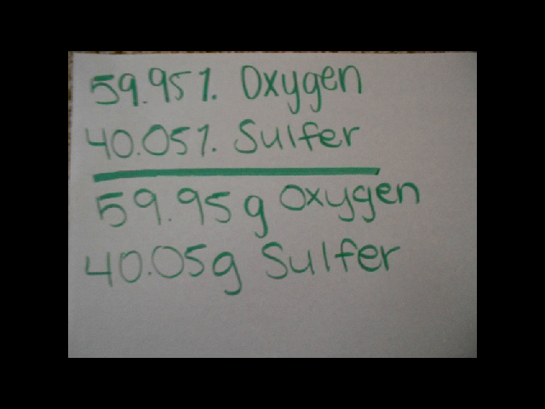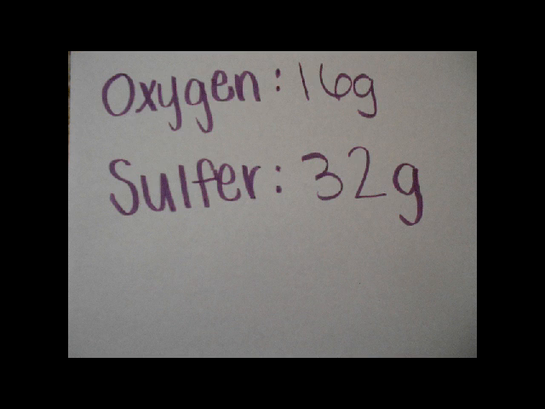When you want to solve for an empirical formula and it already gives you the information you need, this is what you're going to have to do step by step. First, you want to make sure you have 100% with all of your things combined. So I have 59.95% oxygen and 40.05% sulfur, giving me 100%. Therefore, that means I have 59.95 grams of oxygen and 40.05 grams of sulfur.